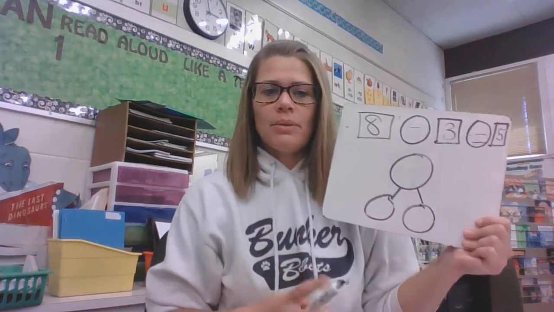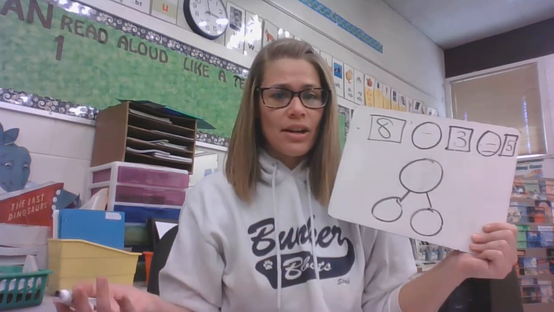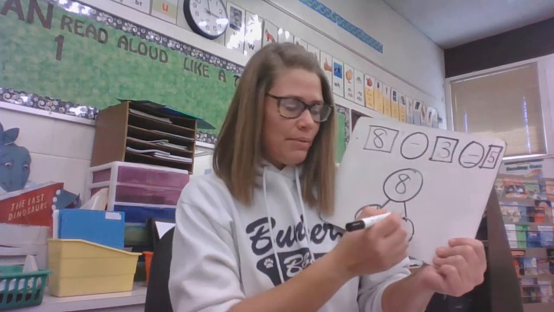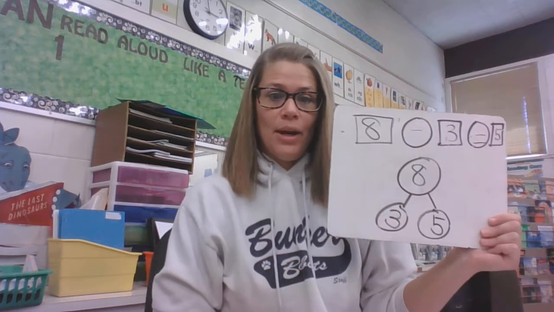What goes in your number bond? What's your whole? How many markers did I have at the start? 8. How many did I give to Dustin? 3. And how many were left? 5. Okay, hopefully you had that. If you did, good job. Okay, we are going to do one more problem together, and then you have a little worksheet at your desk to do. Okay, so here is our next problem.